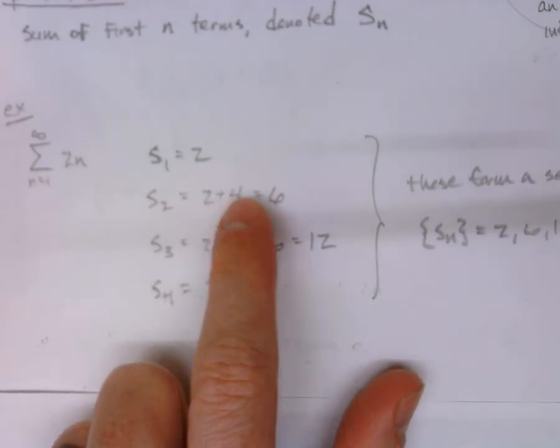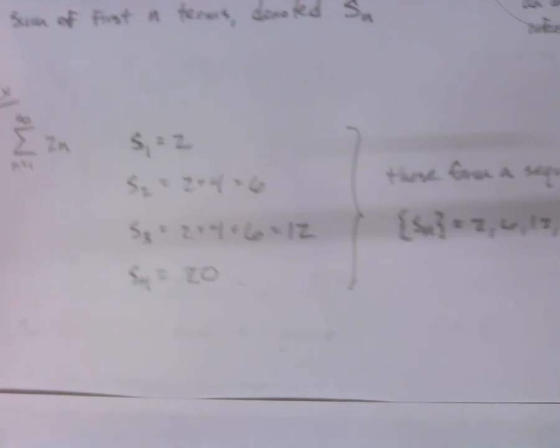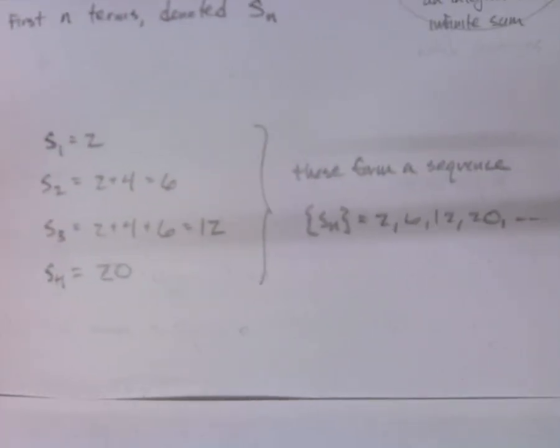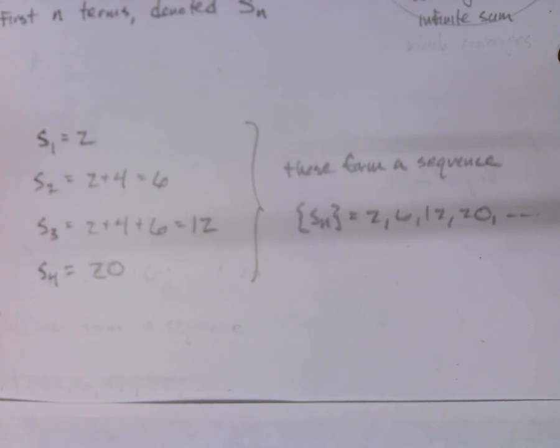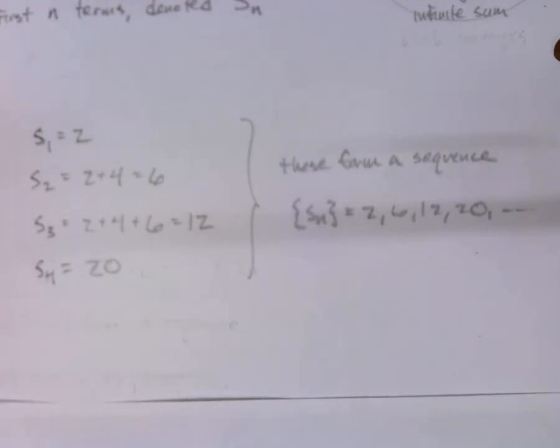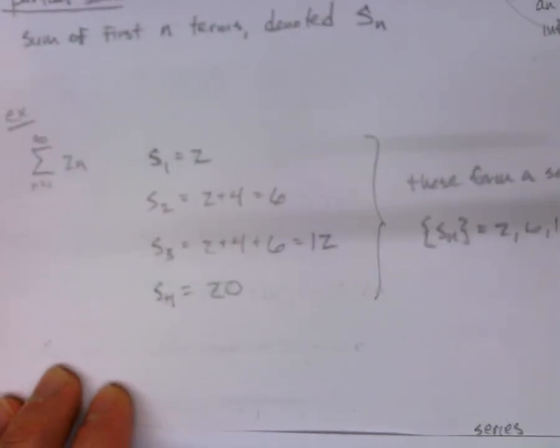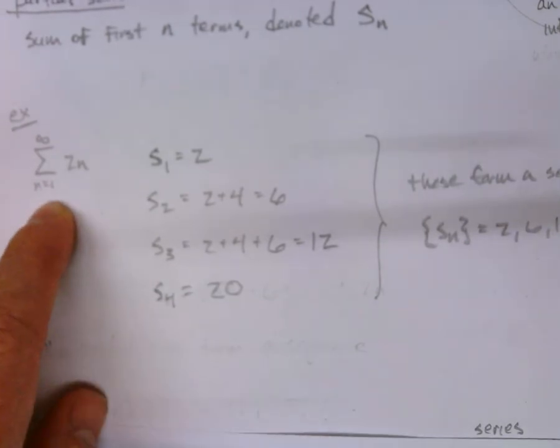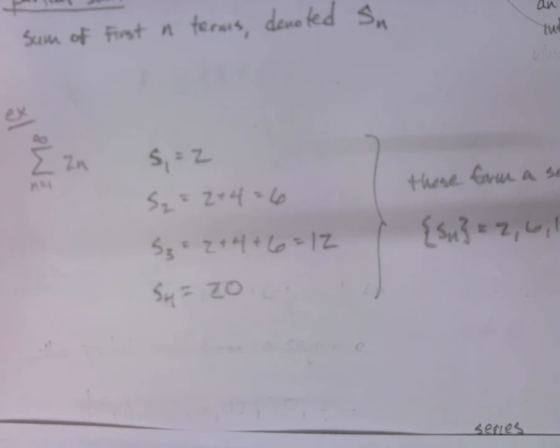Now here's the genius. Look at all of those answers: 2, 6, 12, 20. Think of that like a sequence. The partial sums form a sequence: 2, 6, 12, 20, and so on. If we can find what that sequence converges to, or maybe if it diverges, then we will know what all of these to infinity will add up to. We'll know what that equals. It'll equal a number. I'll just let that sink in for a moment.